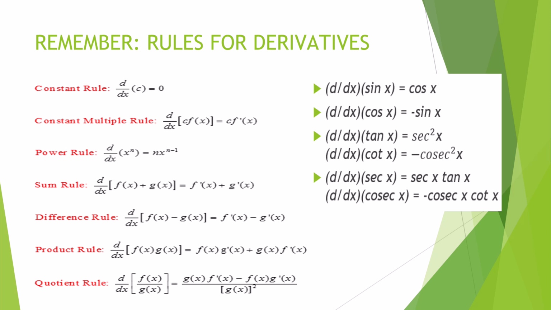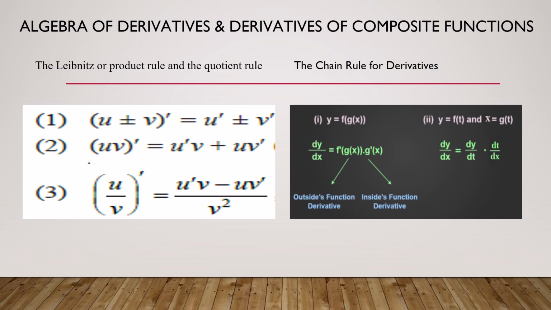Product rule, derivative of f(x) into g(x) is f(x) into derivative of g(x) plus g(x) into derivative of f(x). And the quotient rule, derivative of f(x) upon g(x) is g(x) into f dash of x minus f(x) into g dash of x upon g(x) whole square. Also, you have the derivatives of all the trigonometric functions. These need to be remembered. Some other rules. First of all, product rule is also called the Leibniz rule. So you know the sum, product and quotient rule.